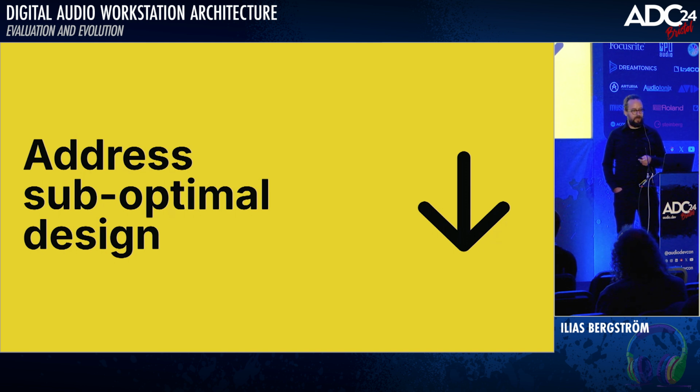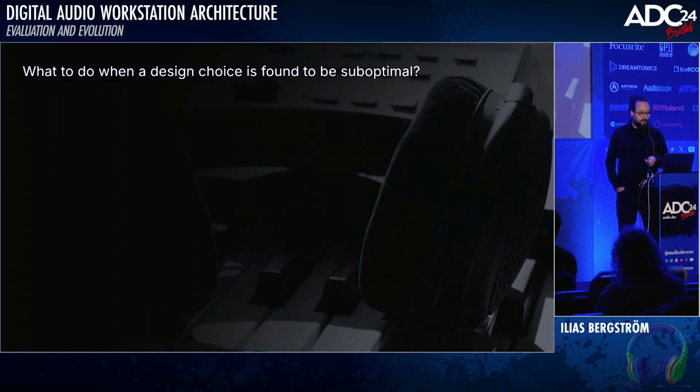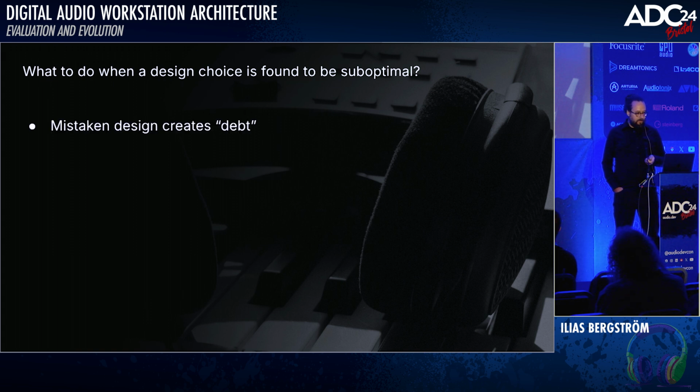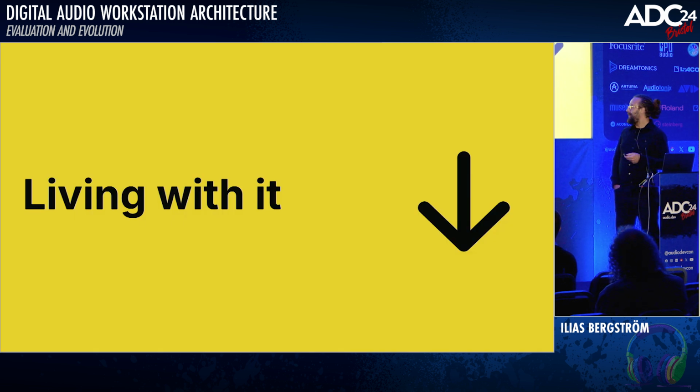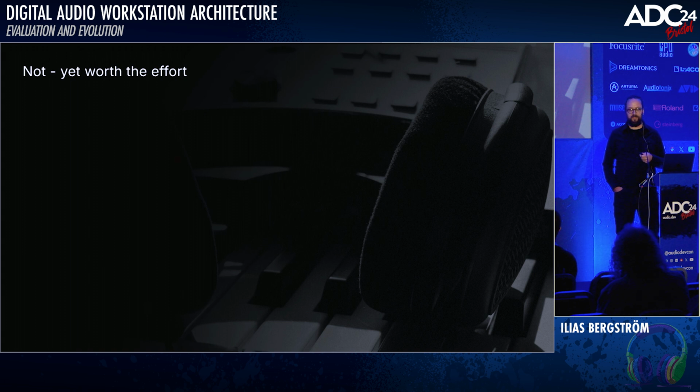So let's look at how to address designs that are not optimal. What do you do when you find a design that, when the decision was taken, was good, but over time has become debt in the code base? It bloats the code and results in perhaps needing to eventually change and refactor. So in the first example, I'll just say that in the end, the change wasn't necessary and I chose to live with it. It just wasn't worth the effort yet.